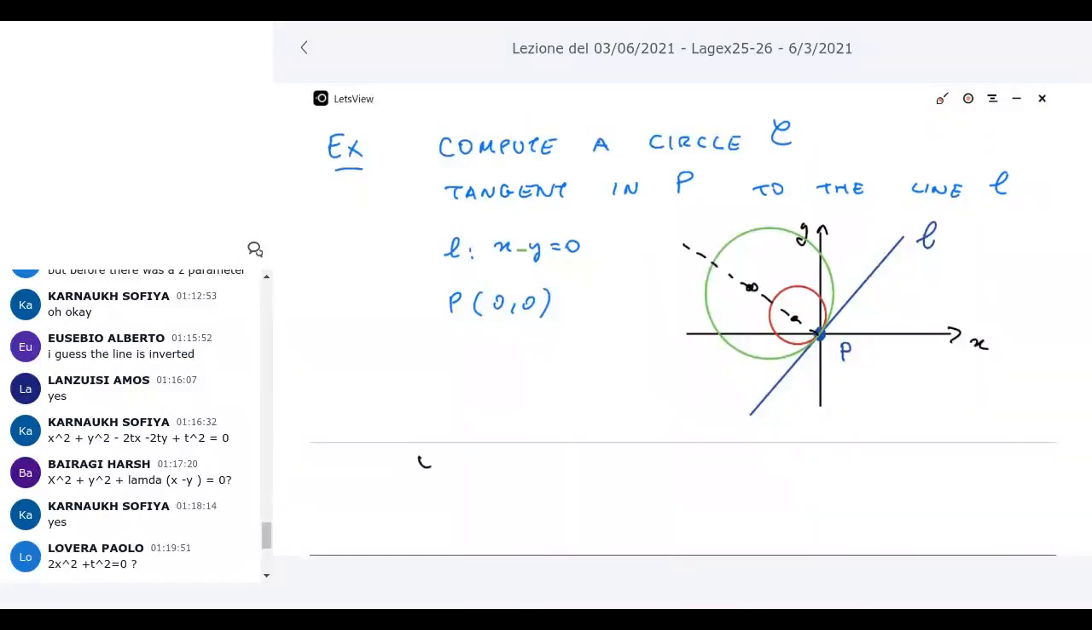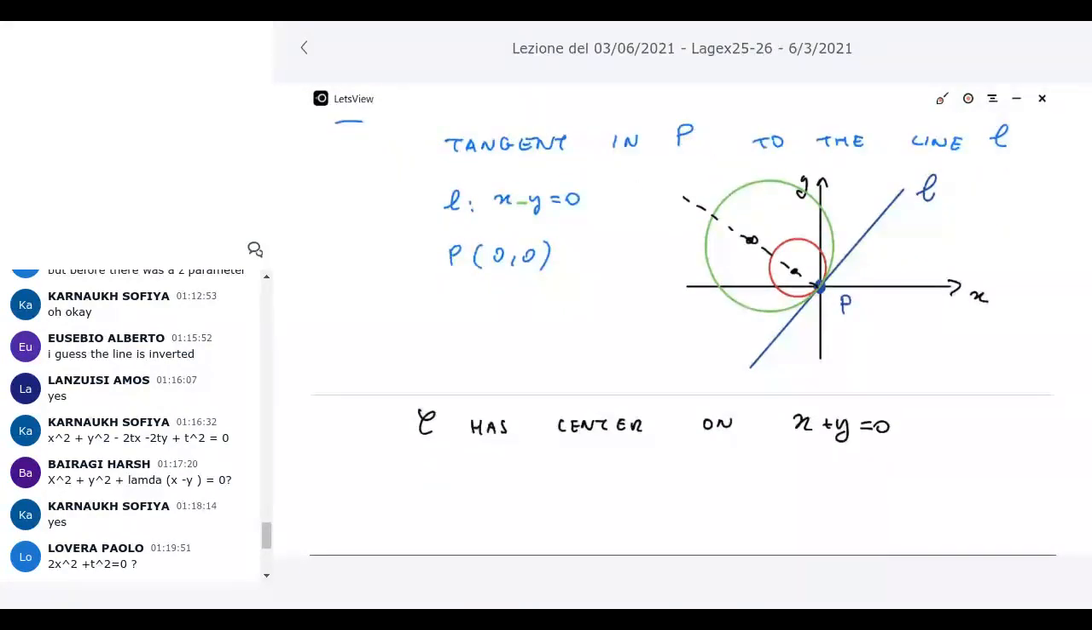Okay, so C as center on the line x plus y equals 0. So the circles you're looking at are of the shape (x minus t) squared, (y plus t) squared, right? And then what you have to put here is the distance between the center (t, minus t) and the point in which you want the tangent.